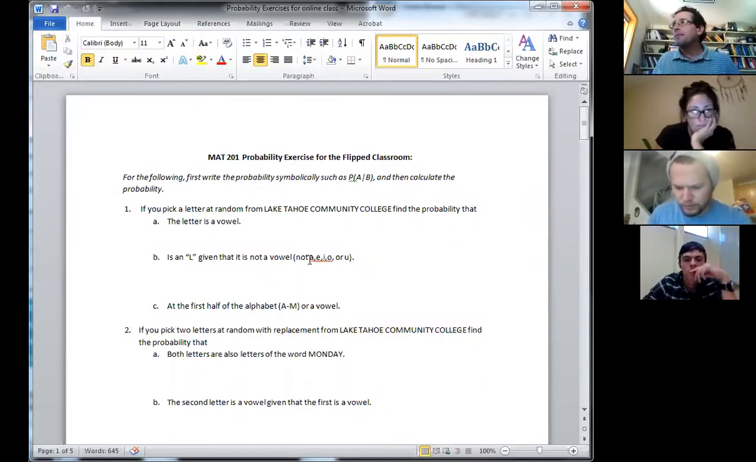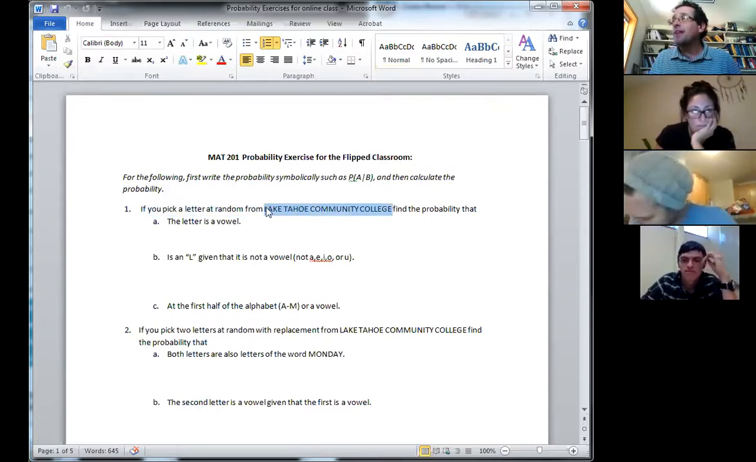Okay, so now what I have is a few questions. First, you're going to pick a letter at random from the words Lake Tahoe Community College. So we have all these letters. You can think of throwing the letters into a bag, then you pick one. Got it? What's the probability the letter's a vowel?